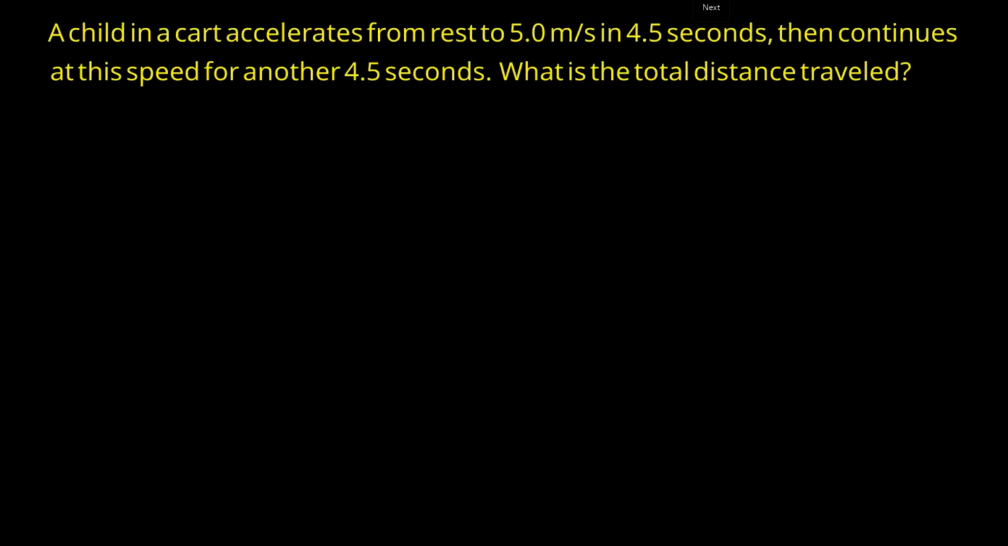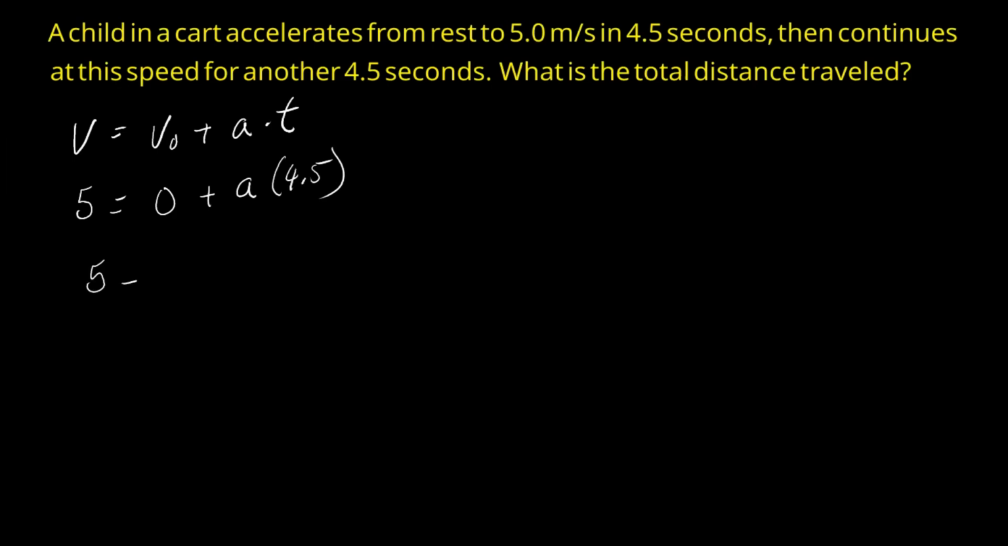First, I need to find the acceleration. The final velocity is equal to the initial velocity plus acceleration times time. So the final velocity is 5. The initial velocity was 0 since it started at rest, plus acceleration times the time, which is 4.5. So we say that 5 equals 4.5a. So acceleration, dividing both sides by 4.5, is 1.11 repeating. That'll be meters per second squared.